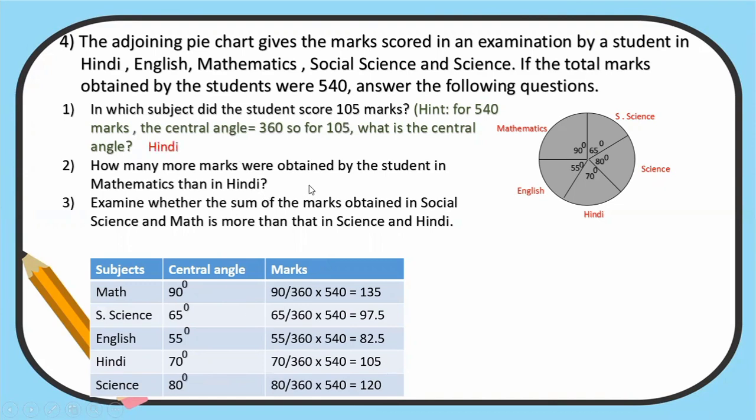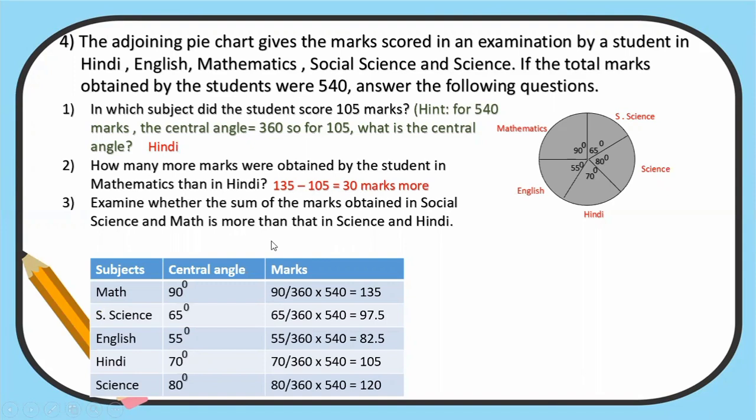Then how many more marks were obtained by the student in mathematics than in Hindi? For mathematics the student got 135 marks. For Hindi 105. So we have to do 135 minus 105. So 30 marks. Compared to Hindi, 30 marks more in math.